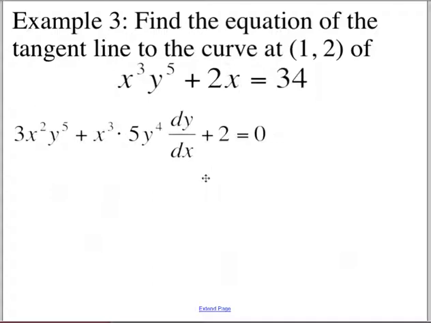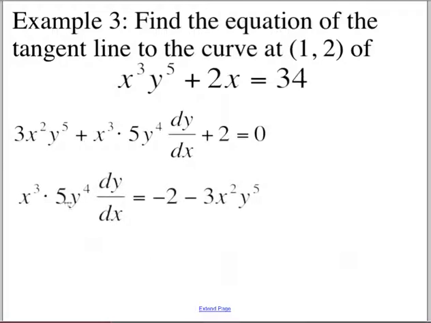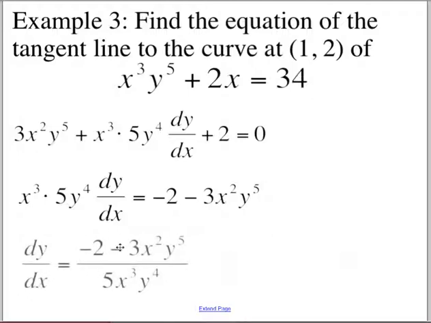Get the dy/dx on one side, bring everything over to the other. So I'm going to subtract the 2, subtract my 3x squared y to the 5th, and then the last thing I'm going to do is divide by my x cubed times 5y to the 4th. So here's my derivative, but we're not done with the problem since we were asked to find the equation of the tangent line. So now what I need to do is plug in my point (1, 2).